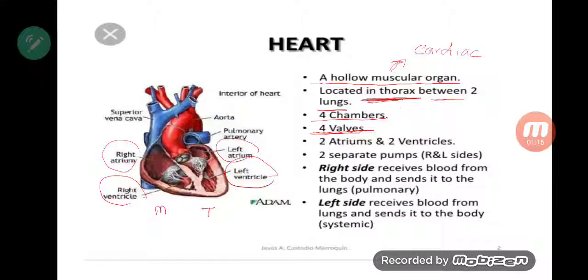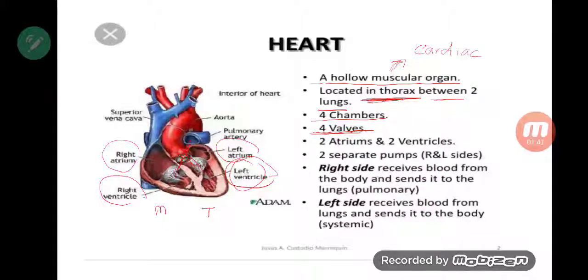There is also a valve between the right ventricle and the pulmonary artery. It is called pulmonary valve, and there is also another valve between the left ventricle and the aorta. It is called aortic valve.